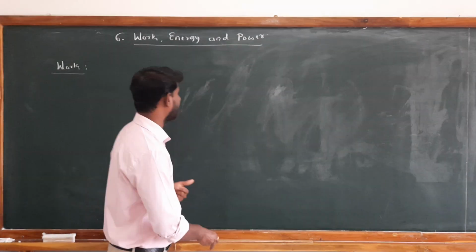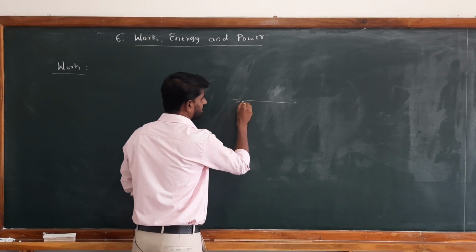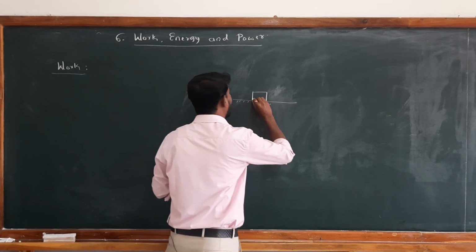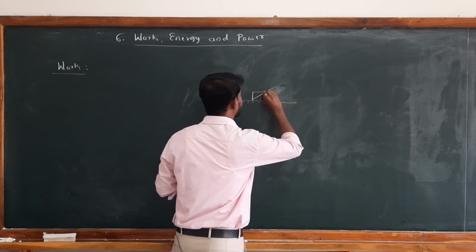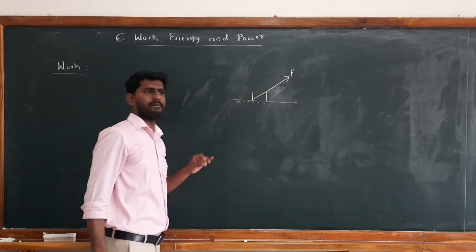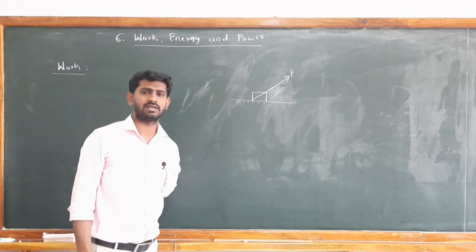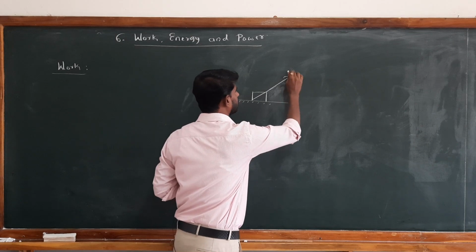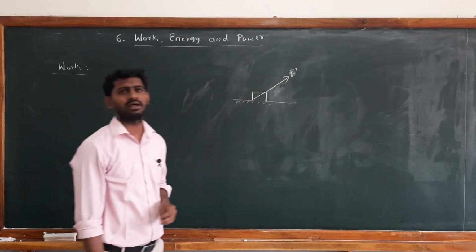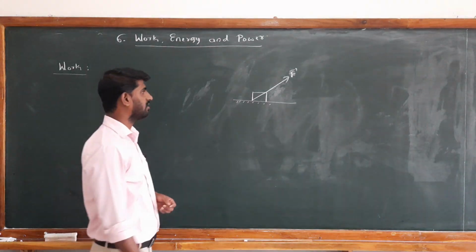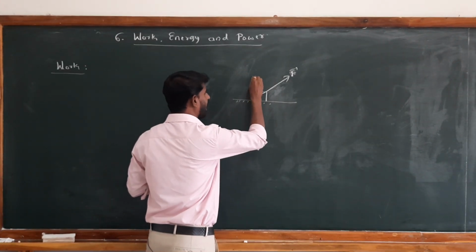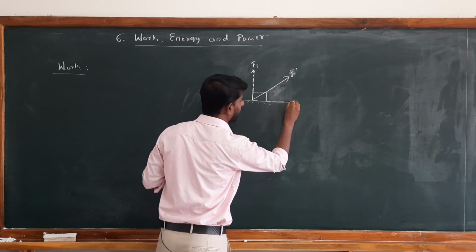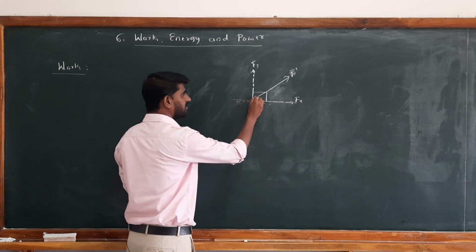For example, this is a surface and we keep a body on this surface. Somehow we have applied a force in this direction. So this is the applied force. That applied force is neither along the x axis nor along the y axis, it is in between those two. This is F, and we know the force is a vector quantity. We have to resolve it into two components. So this is the y component, which can be written as Fy, and this is the Fx. And this is the angle theta.